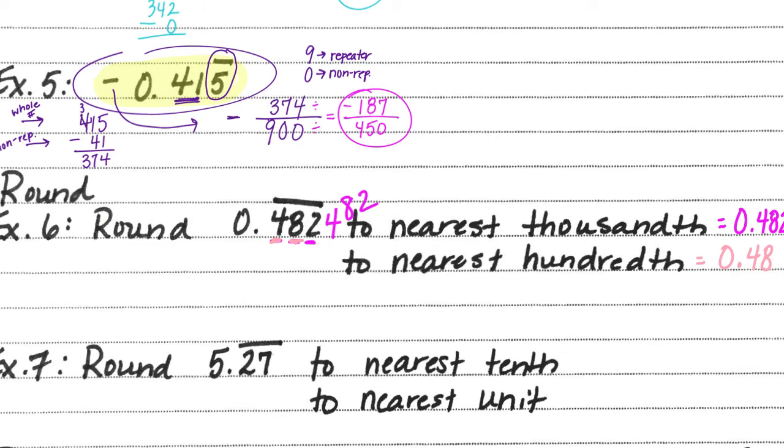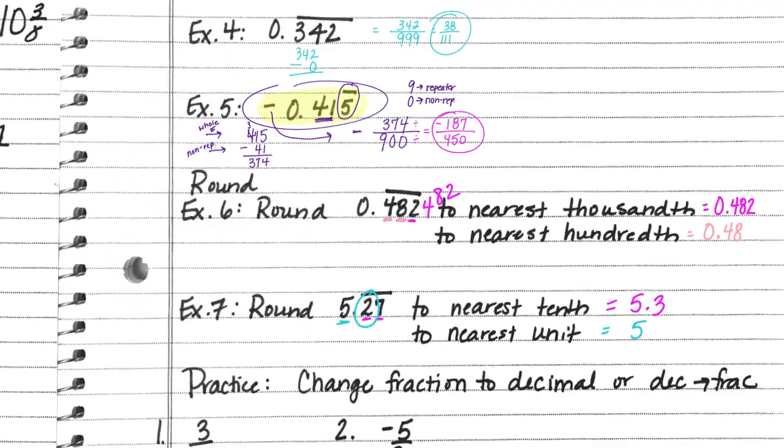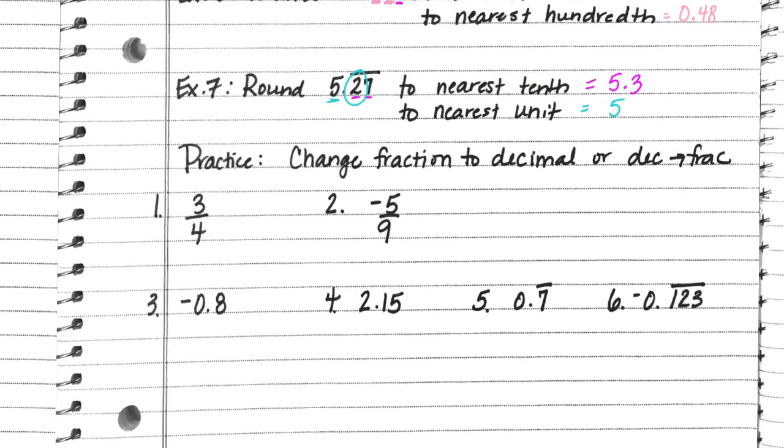And looking at one more, if I round this one to the nearest tenth, I know I'm going to have 5.3. If I round it to the nearest unit, that is just this. This won't round up, so it's just going to be 5. All right, there's a little practice.